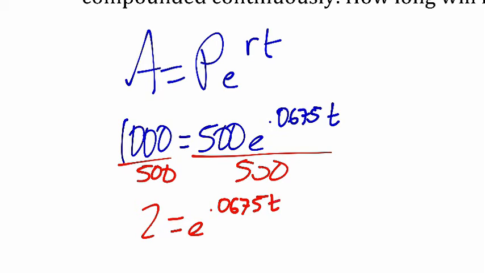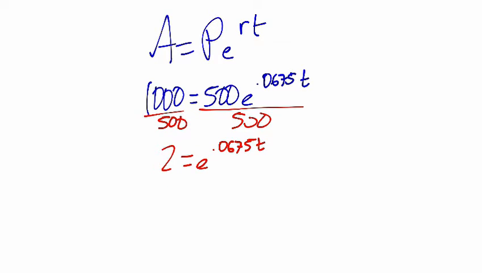0.0675 T. Now, before we go any further, I just want to say the 500 and the 1,000 really didn't make a difference here. The fact that we're trying to double our money is the more important part. We could have started with $1 and asked how long it would take to get $2. It would give us the same information. Just wanted you to know that. So we've got 2 equals E to the 0.0675 T.